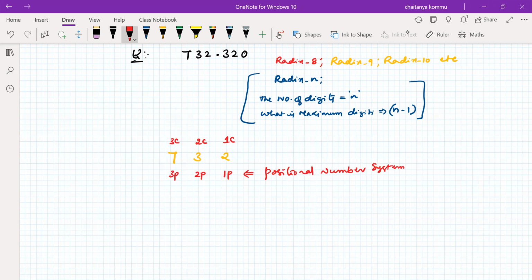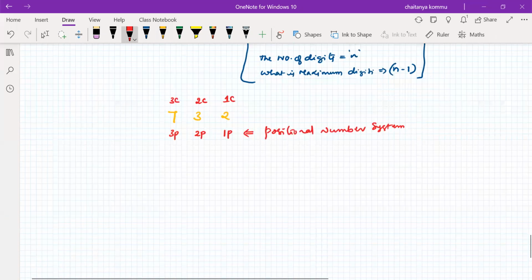If you give a value to the coefficient, what we have to do is multiply the 2 with its weight. So what is its weight? How do we define the weight of a particular number? That depends upon the radix value. What is the radix value that we have considered? Octal number system, octal. What is its position? 0th position. So this will give you the value of that particular number.